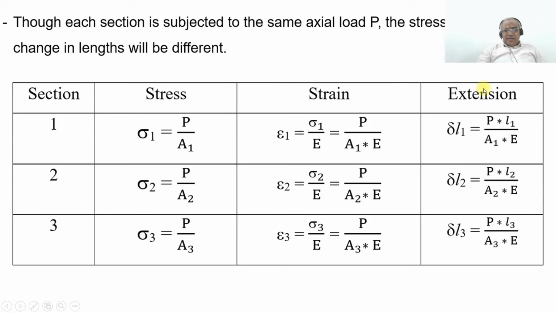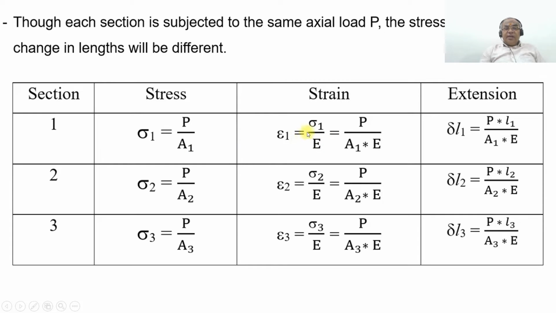Now let us find the stress, strain and elongation, or the extension, because we are applying a tensile load, so naturally it should be an extension. For the first section, what is the stress? Stress is the load divided by the area of cross section. So for section 1, sigma 1 equals P divided by A1, since the same axial load P is applied for the entire stepped section.